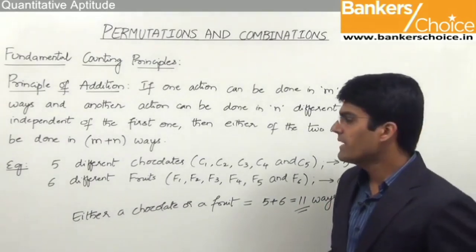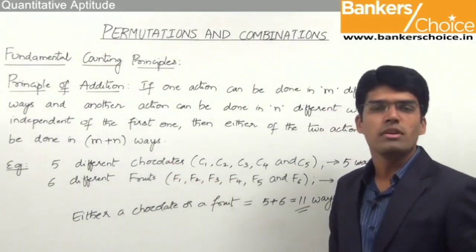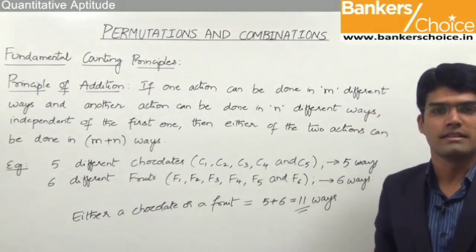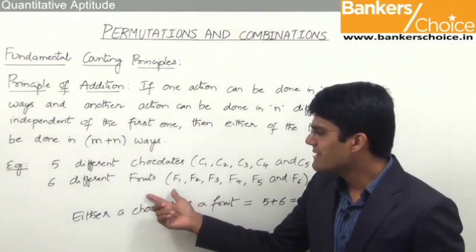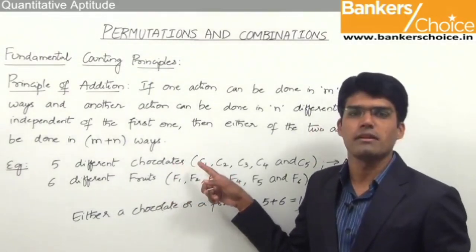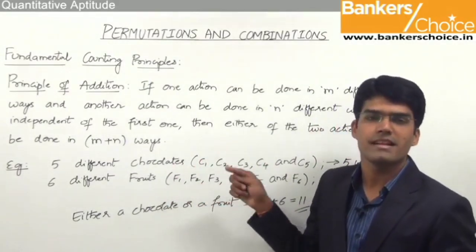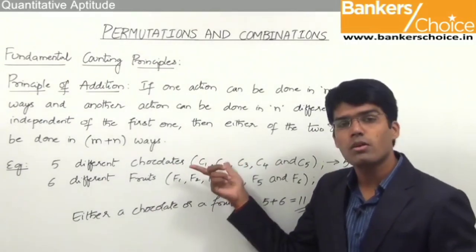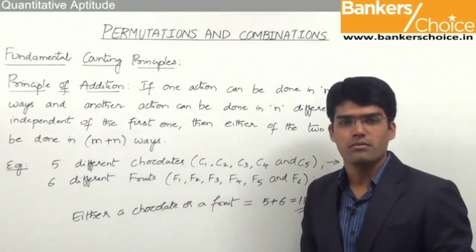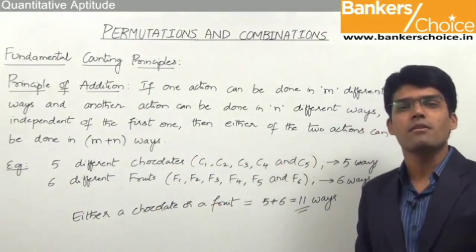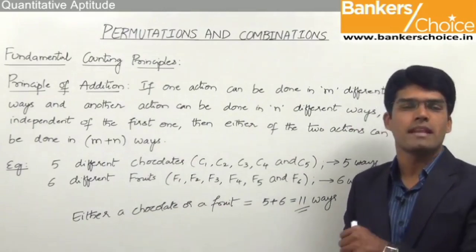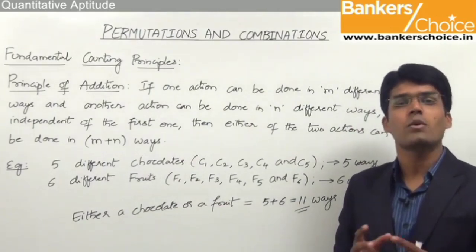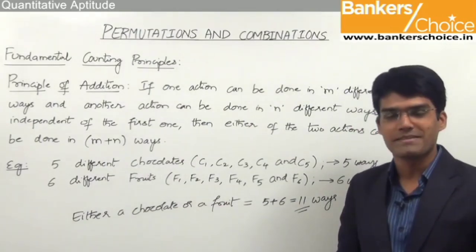One important point that we can observe here is both the actions that we do here are independent of each other. That is, selecting a fruit is independent of selecting a chocolate. We are not dependent on chocolates when we select a fruit. Similarly, selecting a chocolate is independent of selecting a fruit. So when two actions independent of each other can be done in m and n ways respectively, then either one of them can be done in m plus n ways.